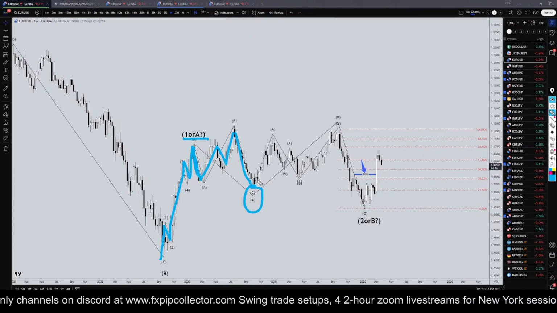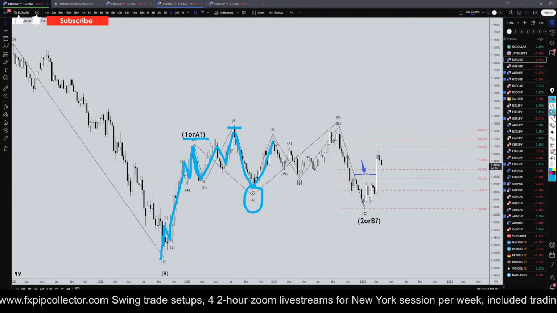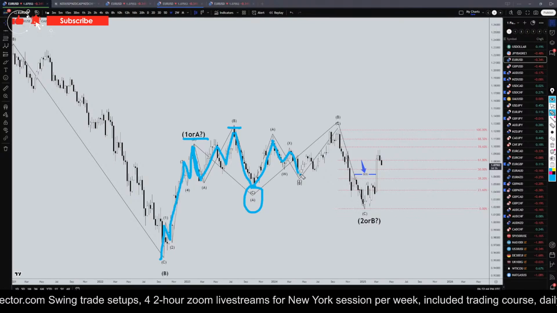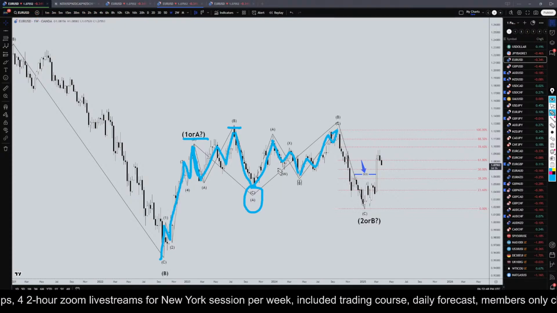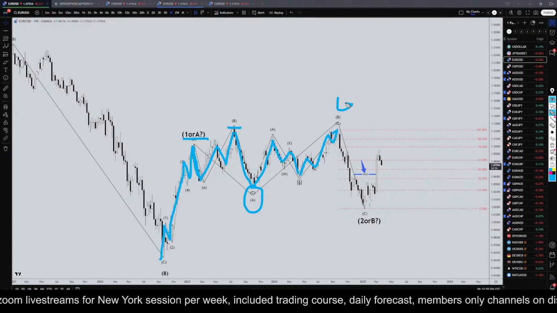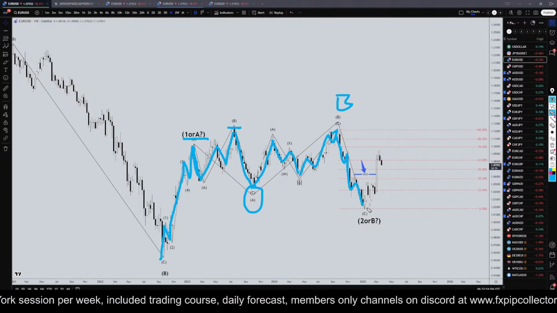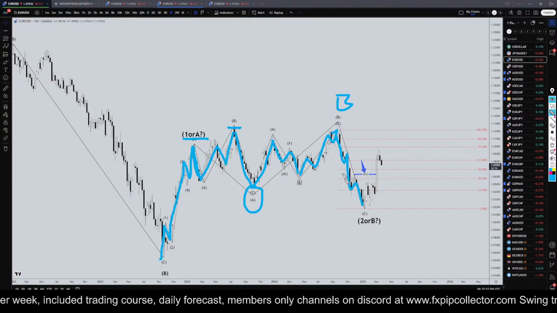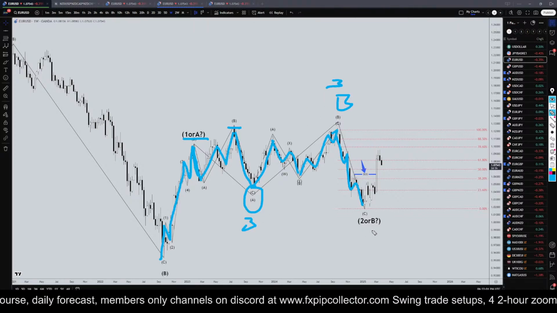That's an expanding flat because it's a higher high. And then you have one up, three down, five up. That's another ABC. So that's ABC of B. And now you have five waves down. That is definitely five waves down. That's definitely three down, three up, five down.